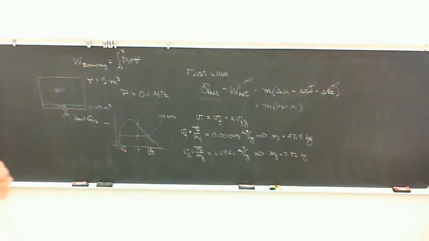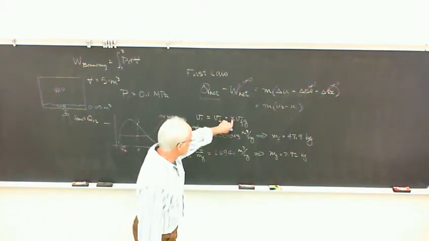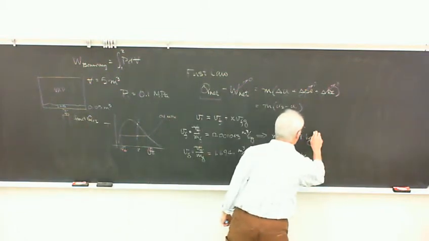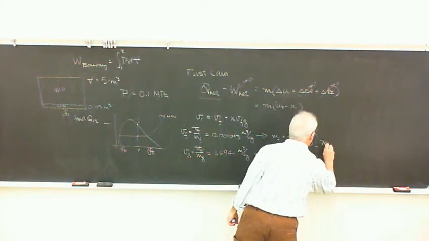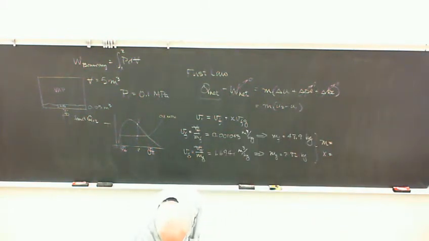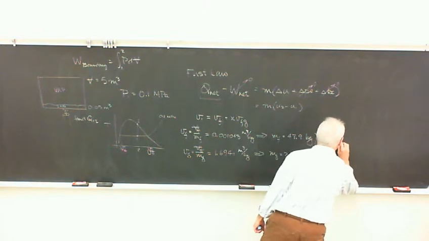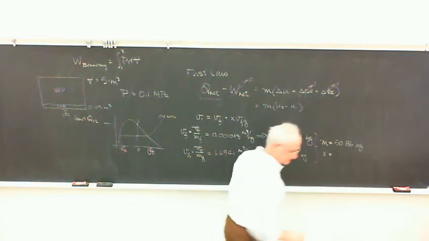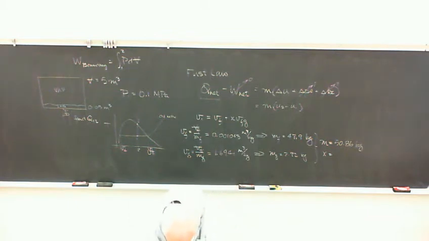And so now we know the total mass. From that we can also get the quality. And that establishes then the state point, and we can figure out everything else we need to know. Total mass is 50.86. We can figure out the quality.